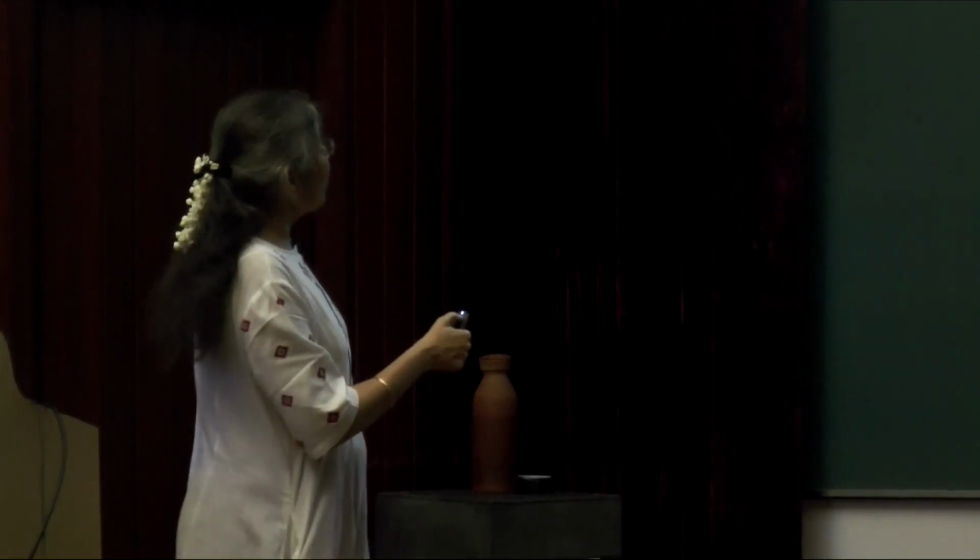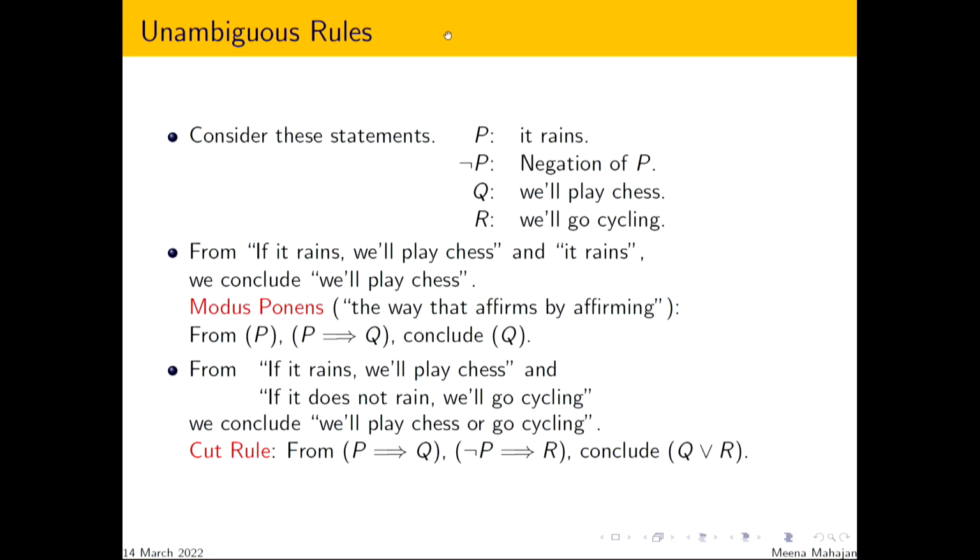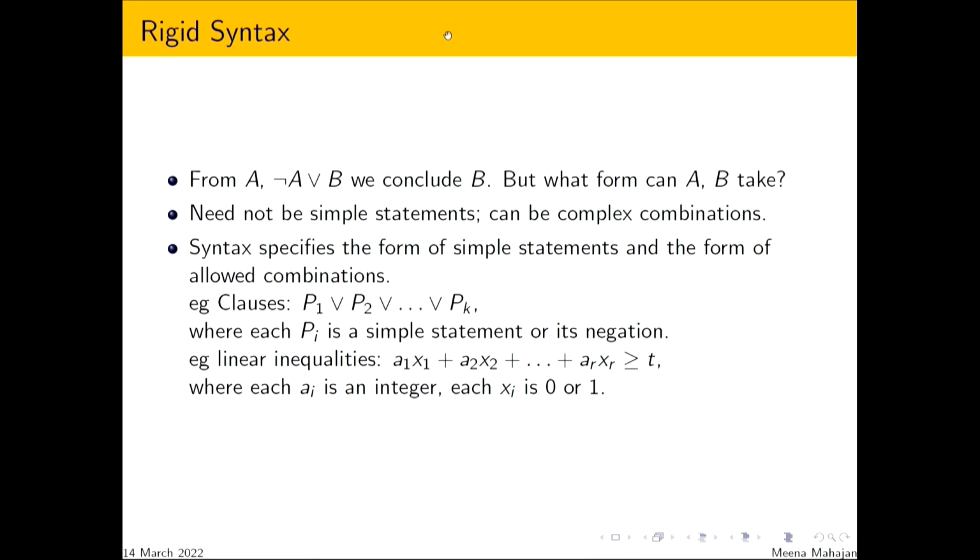The other question is, what do I mean by rigid syntax? So, if I have a statement A and I have a statement negation of A or B, then I can conclude B. But what is the form that A and B can take? So, on the previous slide, the A was the statement P and B was the statement Q. So, they were very simple statements. In general, they need not be simple. A and B can themselves be complicated statements built up from other statements through all kinds of Boolean combinations.